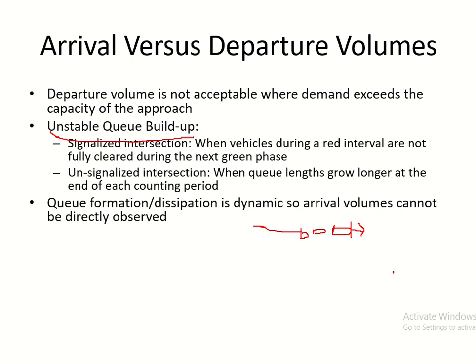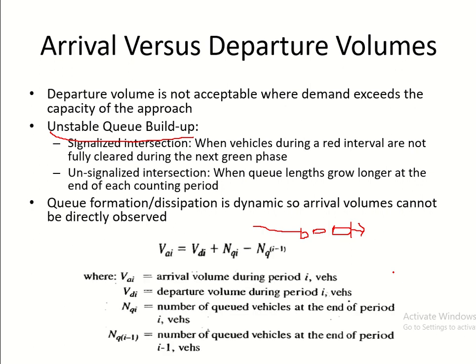How do I calculate the arrival volume? Using these two things, using this equation. So VAI is the number of vehicles arrived during time interval I. I is the time interval for which you are calculating the arrival volume or arrival flow. VDI is the number of vehicles departing during time interval I. So during the same time interval, how many vehicles departed? NQI is the number of vehicles in the queue at the end of time period I. And NQI minus 1 is the number of vehicles in the queue in the previous time interval.